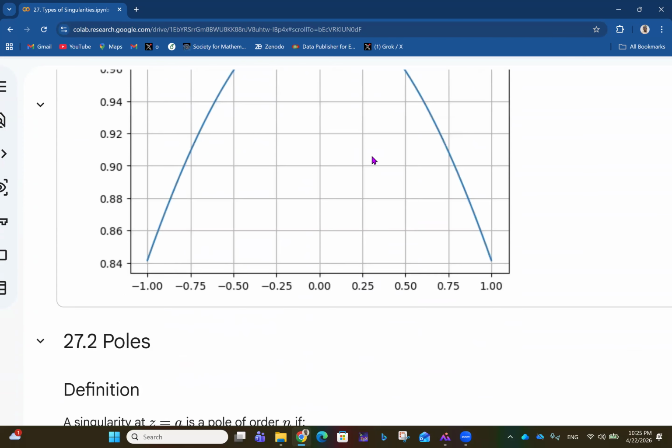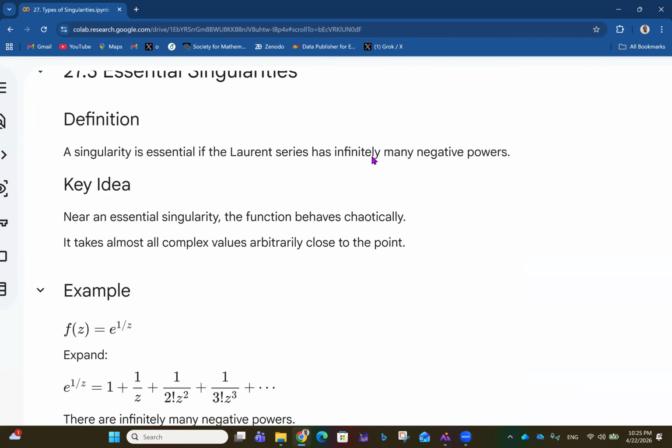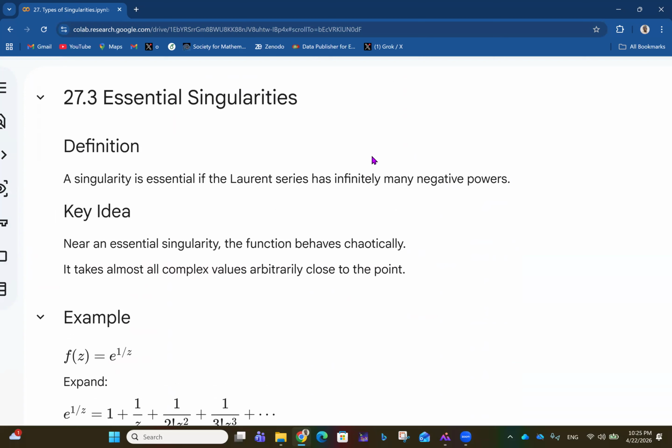We've talked about removable singularities and poles, and now we talk about essential singularities. For removable singularities, there are no negative powers of z, but for poles, you have a finite number of negative powers. A singularity is essential if the Laurent series has infinitely many negative powers. So you see the trend: removable singularity, no negative power. A pole has a finite number of negative powers, maybe one or two. But for essential singularities, you have infinitely many negative powers.